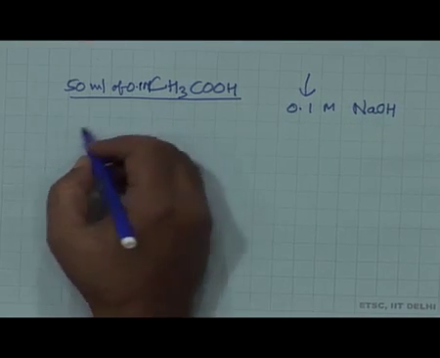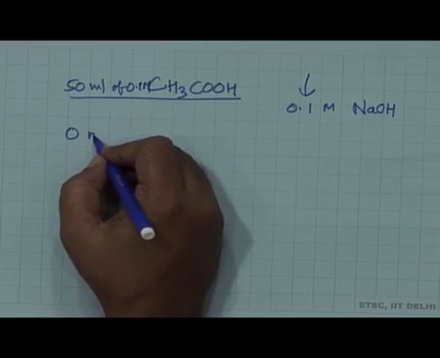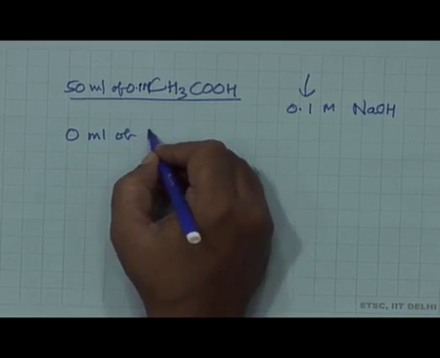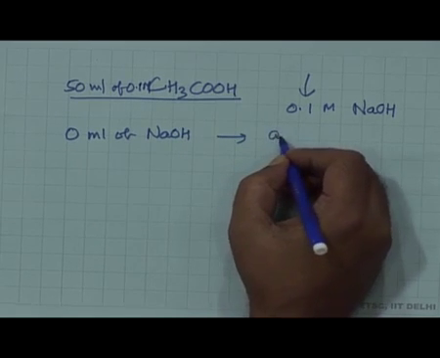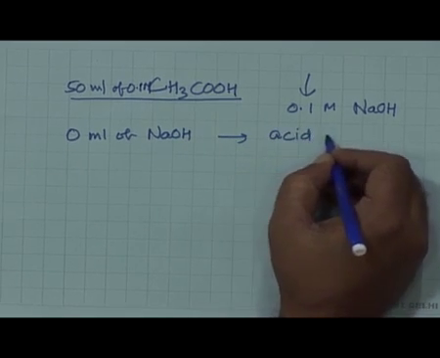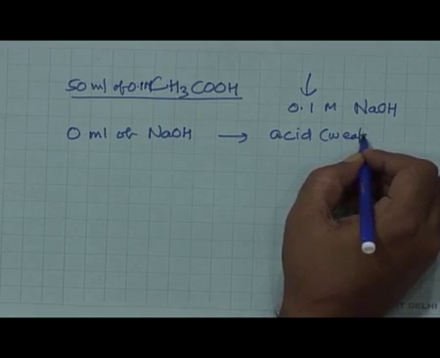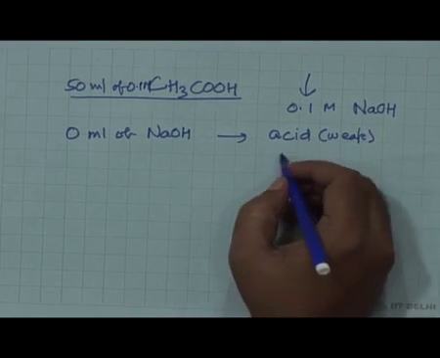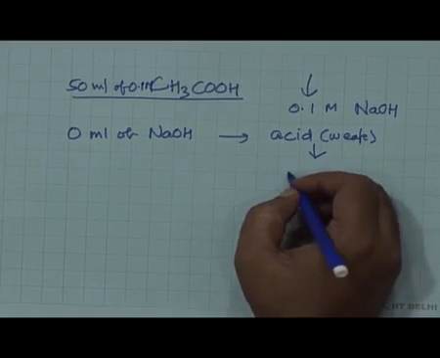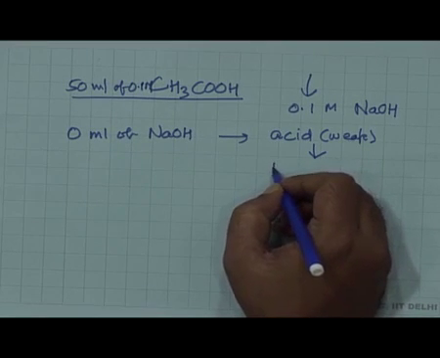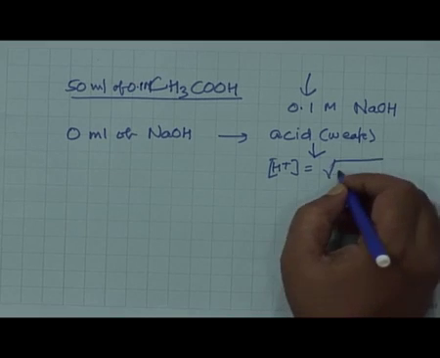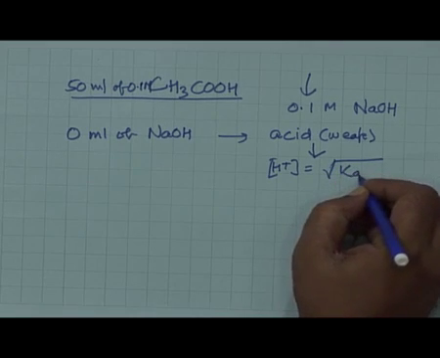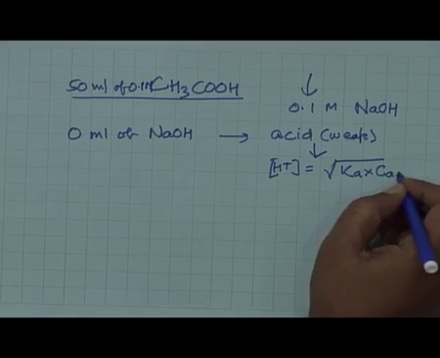When there is 0 ml of NaOH, in solution we have a weak acid, and so we will utilize the relationship that H plus ion is equal to root under Ka into C acid.